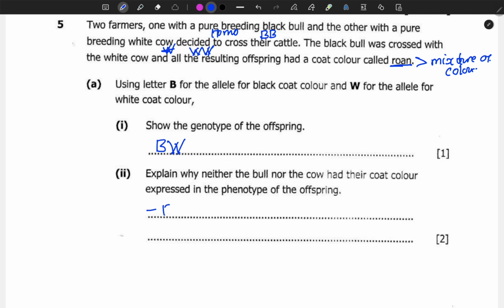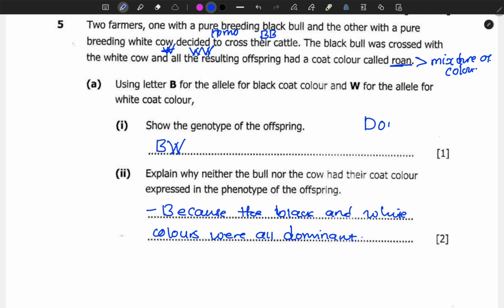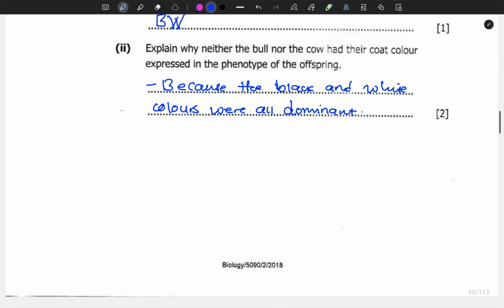The reason is simple here. You can just say because the black and white colors were all dominant. And remember, this is called codominance. Codominance is where two different characteristics express themselves at once.